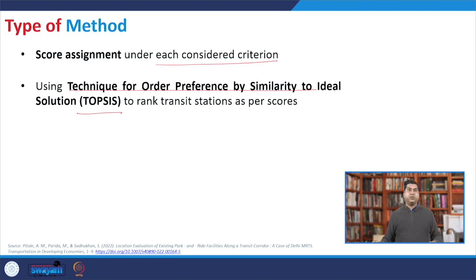By this, what we are going to do is find a best solution and a worst solution, so positive ideal solution and negative ideal solution, and whatever solution comes for each station, we measure the Euclidean distance, and by that we calculate a TOPSIS score. So then we just take the value. Now for that, here we have the criteria, and we assume each criterion has equal weightage.